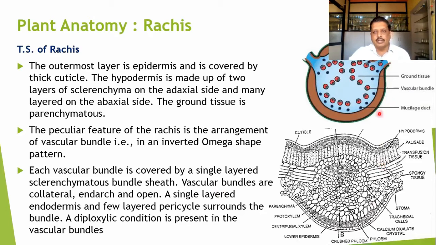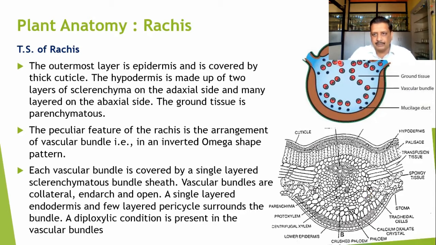Here you can find the outermost layer, the epidermis layer. It is followed by the hypodermis, which may be thick sclerenchymatous cells, and it is multi-layered and present on the adaxial side, and many layered on the abaxial side. The ground tissue is parenchymatous. So all the ground tissue, we know it as parenchymatous zones. So these are the parenchymatous cells.